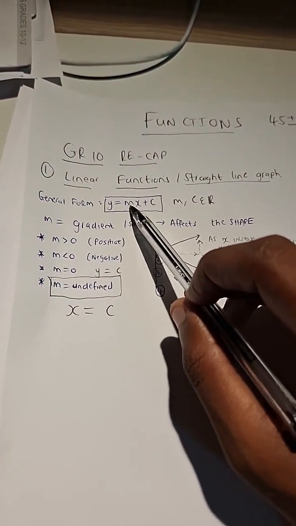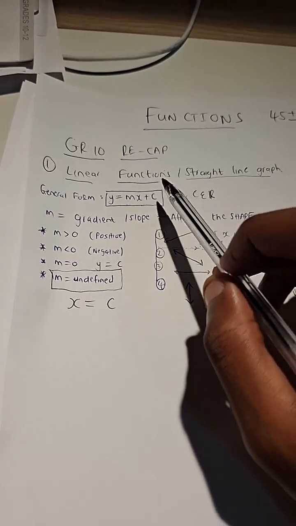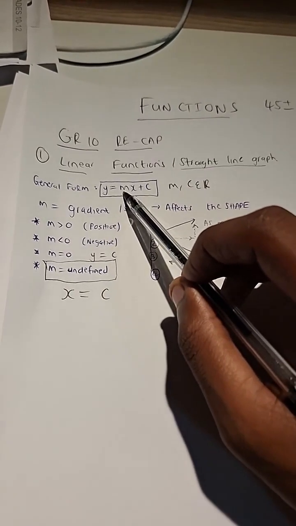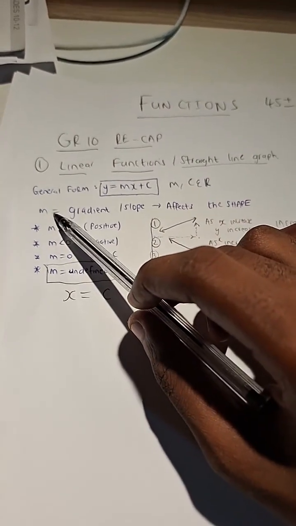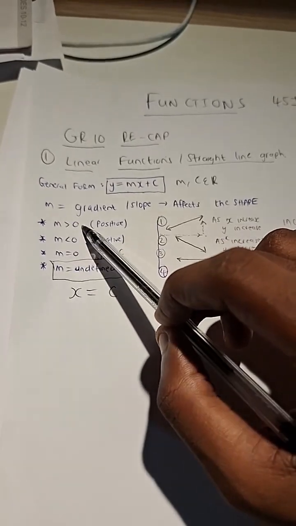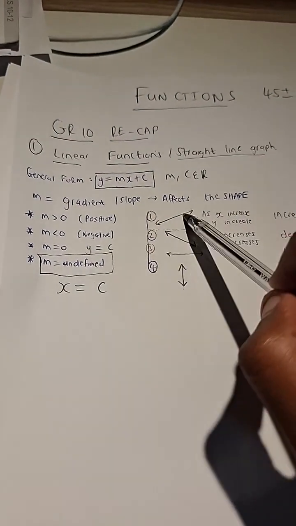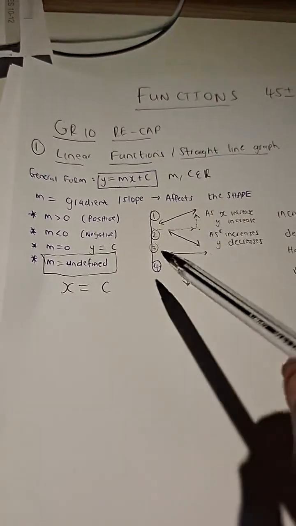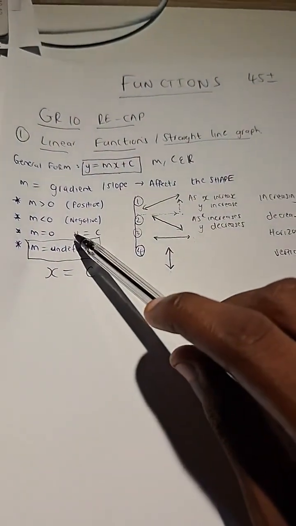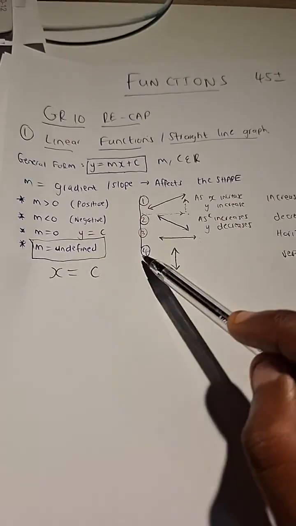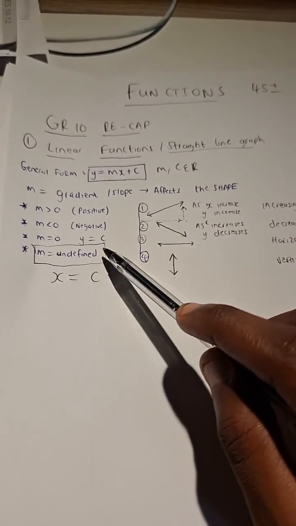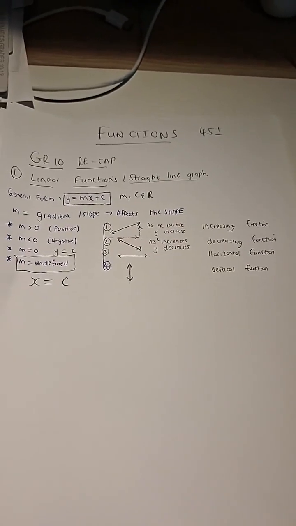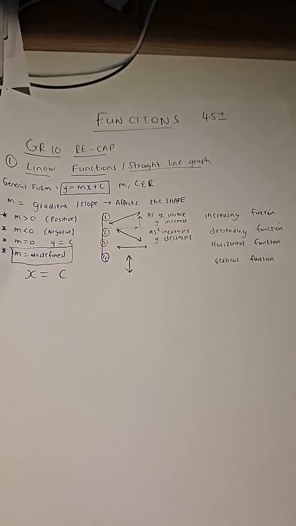You'll find that in other textbooks, they'll use a and q. That's not of importance, as long as you understand that the coefficient of x stands for the gradient. If m is positive, then we can expect an increasing function. If m is negative, this is the function. If m is equal to 0, a horizontal line can be seen, when y is equal to some value. And when m is undefined, then you have a vertical line. That's very important.